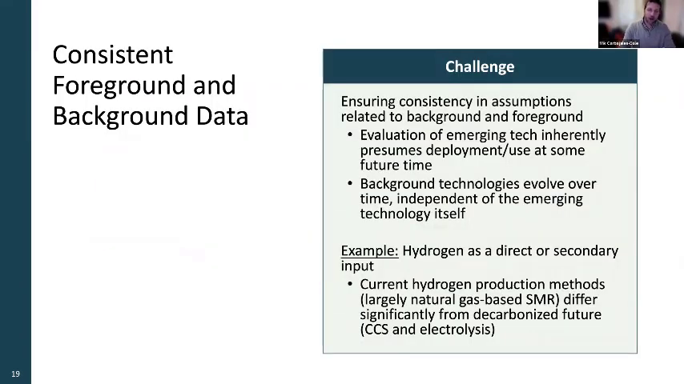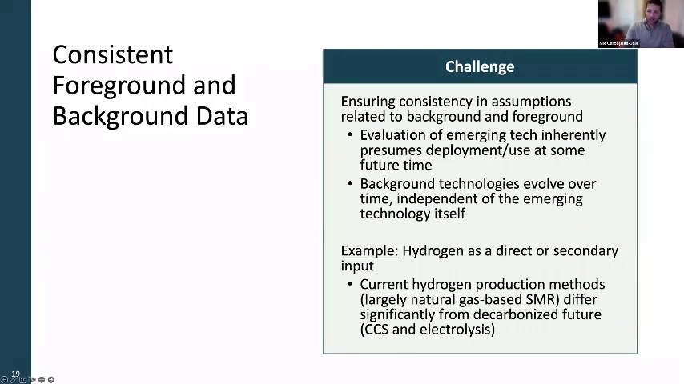Thinking about consistent foreground and background data. Inherent in all of this is that we're thinking about some time in the future when this technology is going to be commercialized, right? Depending on the level that it's at now, that may be 2-3 years in the future, it may be 10-20 years in the future. So clearly we need to be consistent in what we're assuming, obviously for the foreground system, but also the background system. So something like how might the electricity grid evolve over the time horizon that we're talking about.